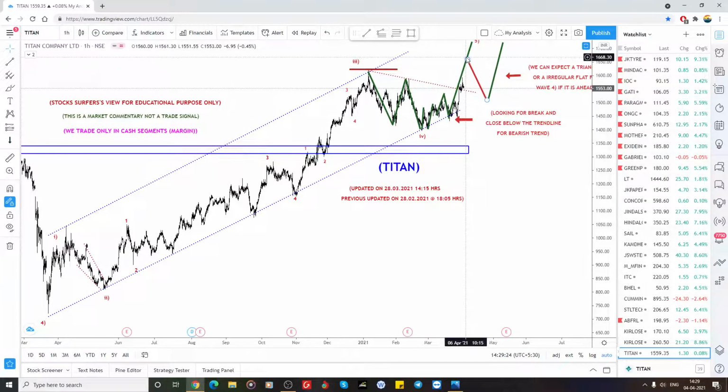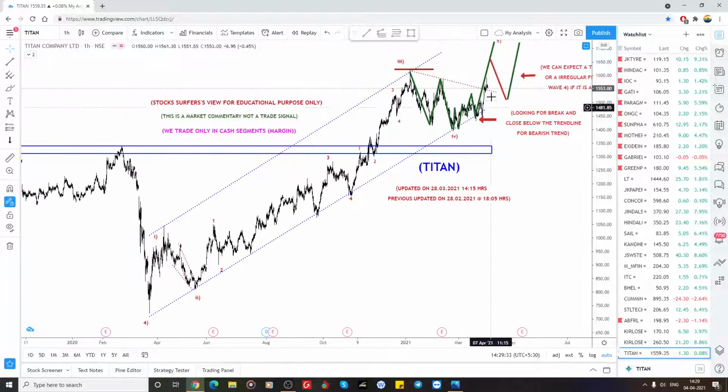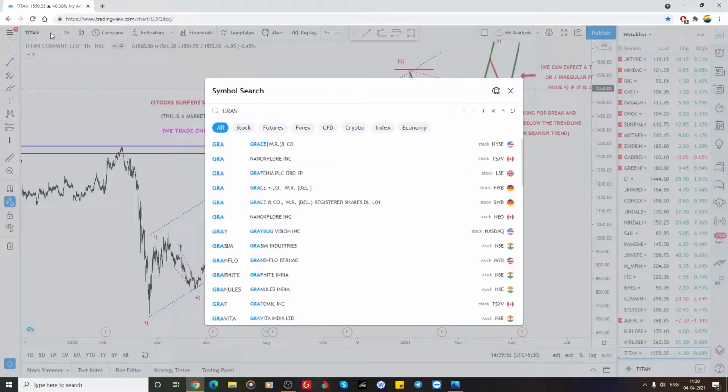So after the five-wave structure for the C, it may again fall for the irregular flat, or it has already completed the fourth wave and we are in that fifth wave. So here we have to watch and then we need to trade. As of now, this is wave 1, 2, the third is completed. Whether the fourth is completed or it's still ahead in that complex correction, or it could be a triangle, we have to watch the wave formation. So let's move on to the Grasim.